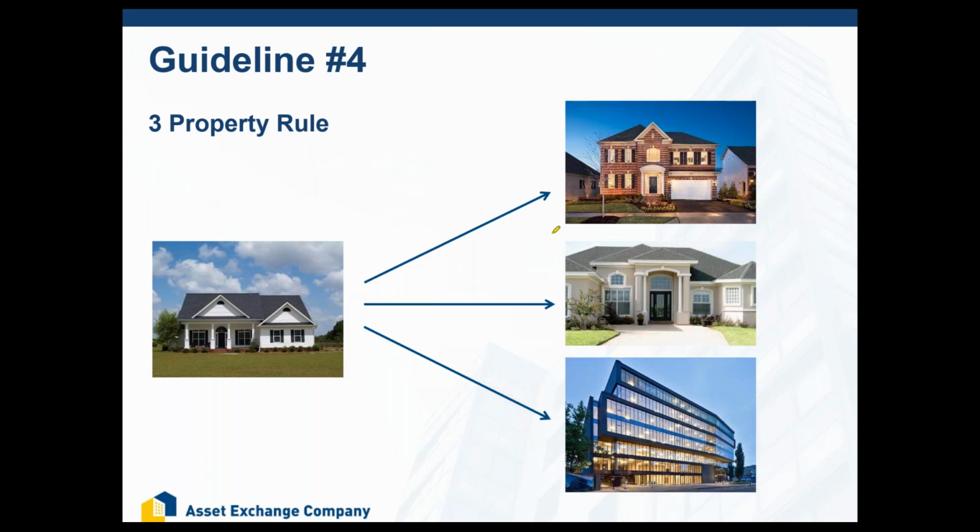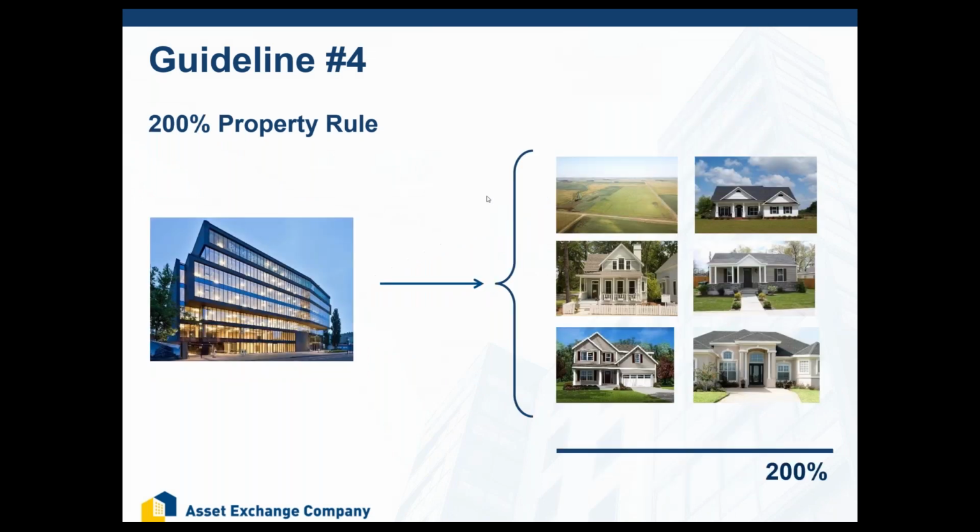Now, I mentioned in the beginning of the presentation, I had one client who bought 30 properties. Well, how the heck did he do that? Well, he didn't use this identification rule. If you want to buy 4 or more properties in your exchange, when you identify, you have to fill out your identification using the 200% rule.